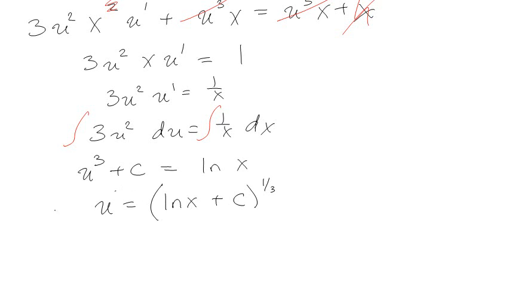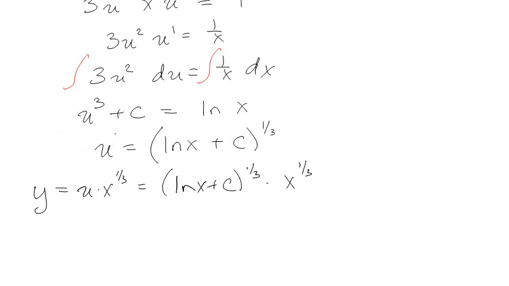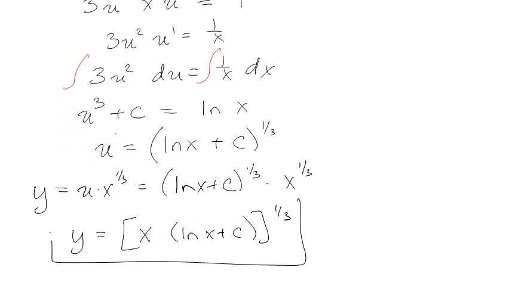And then my guess was y was u times x to the 1/3. So if I've got this to the 1/3 times x to the 1/3, then I've got a lovely final solution of, well, x times natural log of x plus c, all to the 1/3 power. Yay! So it's really not that pretty, but it's a solution.